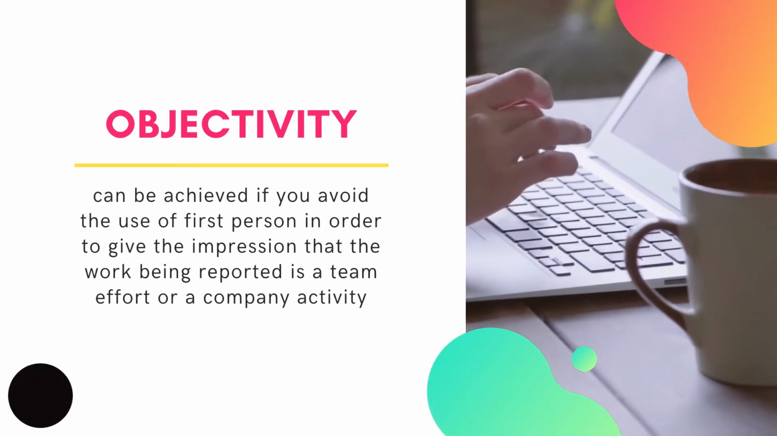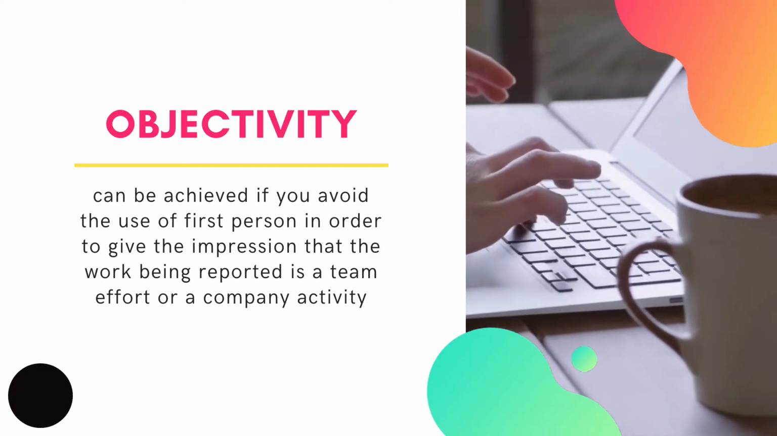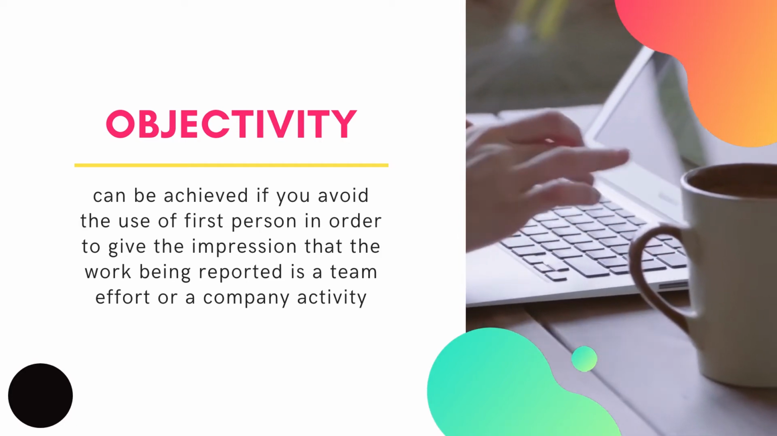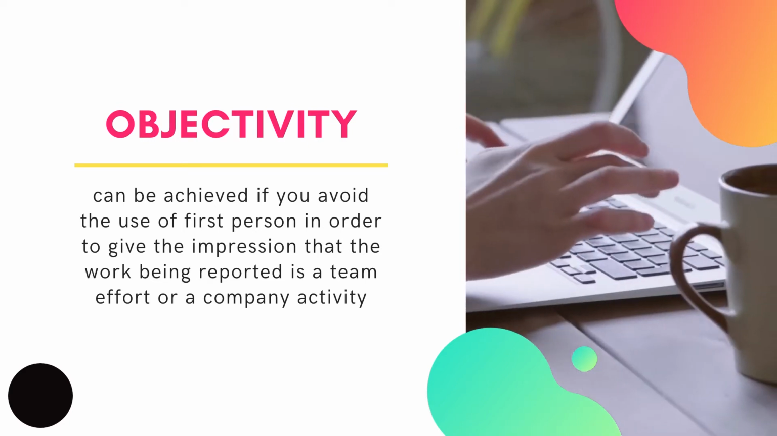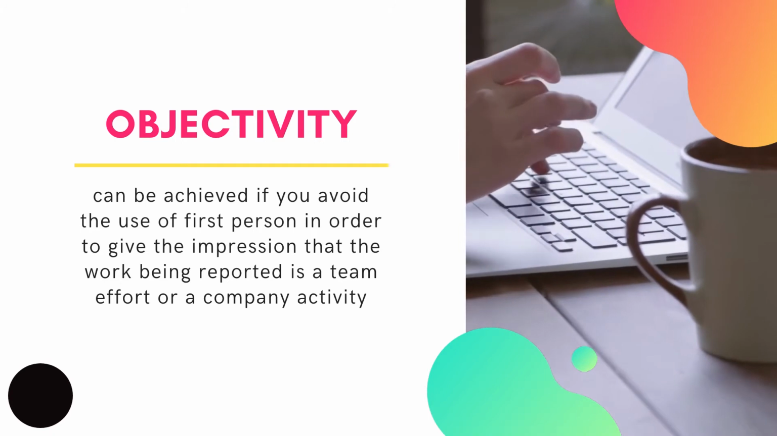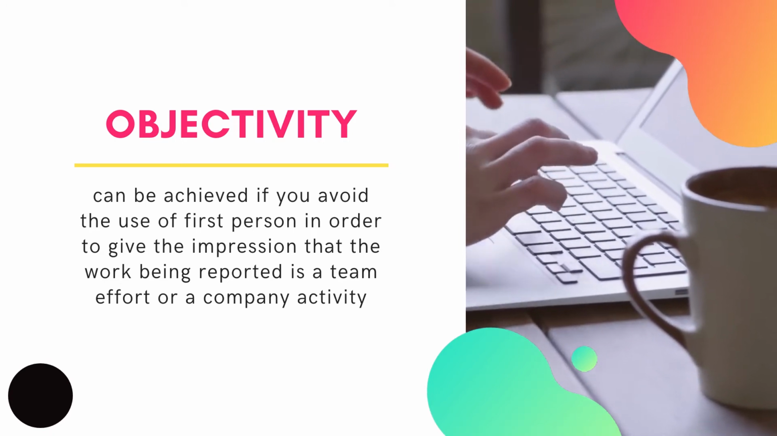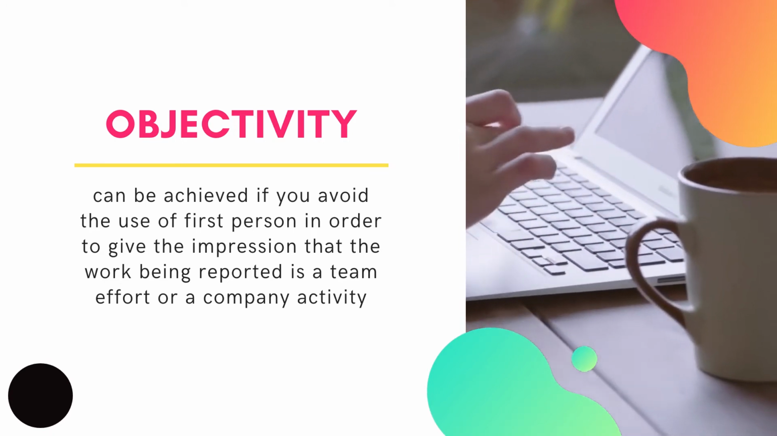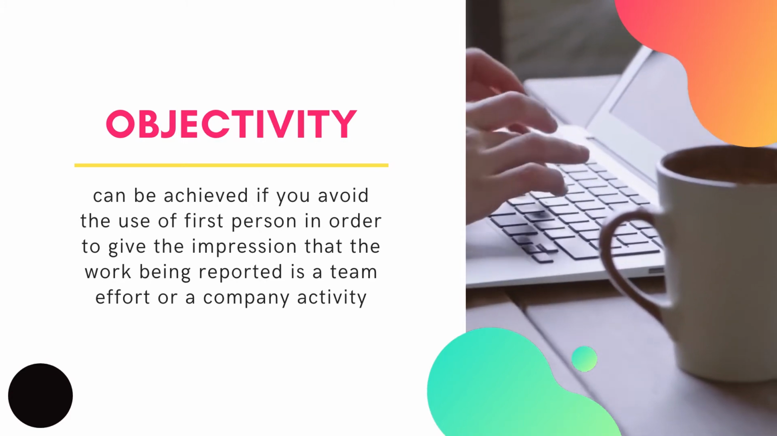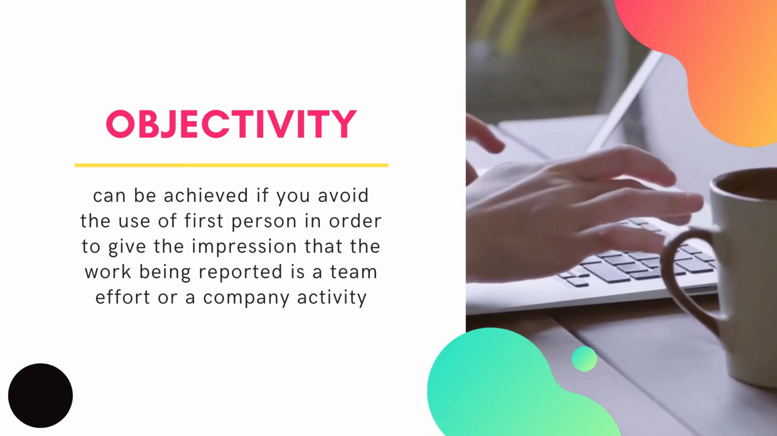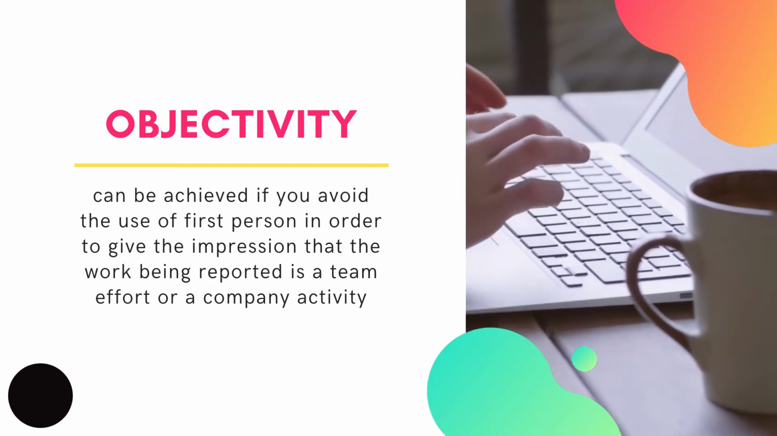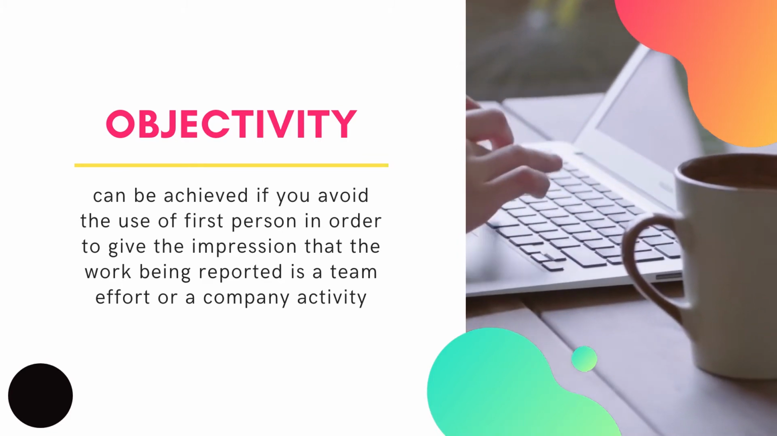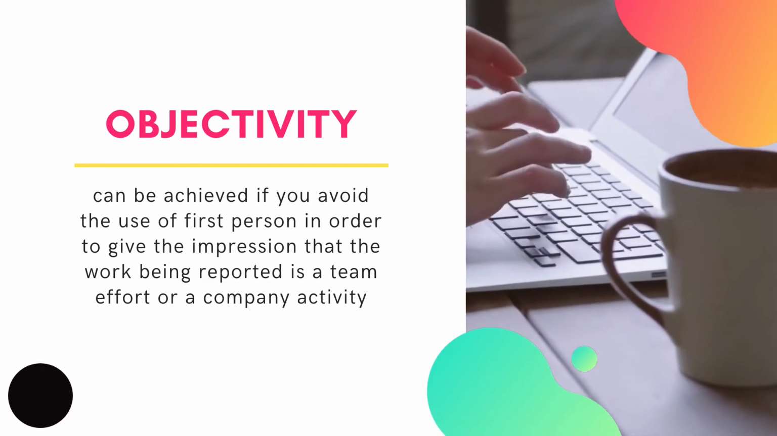We also have objectivity. So O stands for objectivity, which can be achieved if you avoid the use of first person in order to give the impression that the work being reported is a team effort or a company activity. So if you observe in your research, we are not using the pronoun I, but instead we make use of the word we or the researchers. The researchers are actually the correct ones to use.